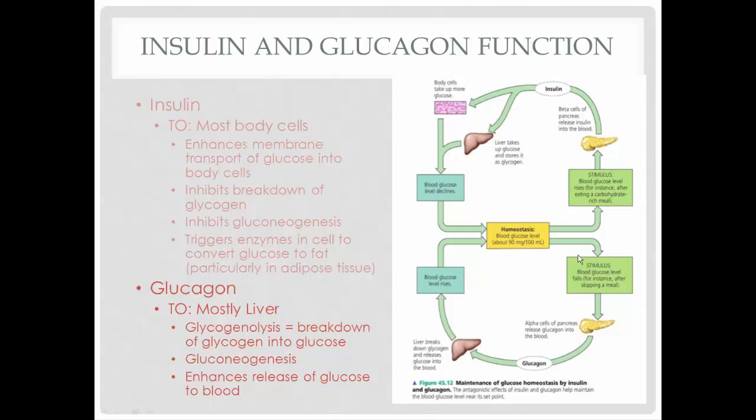So if, for example, your blood glucose levels fall after maybe skipping a meal, those alpha cells of the pancreas will release glucagon in response to that low blood sugar level, and the glucagon then gets the liver to convert the glycogen into glucose and do the gluconeogenesis or enhanced glucose release so that the blood glucose levels rise back to normal.